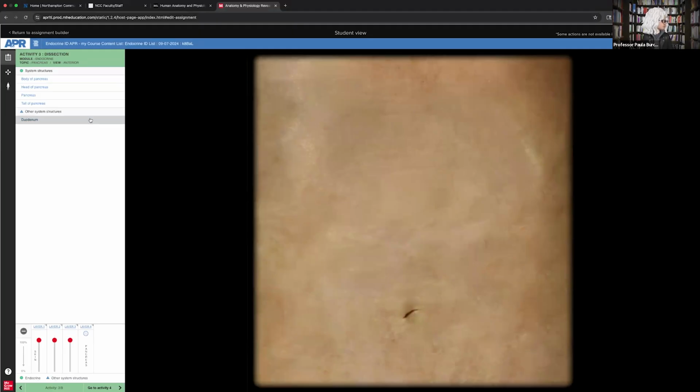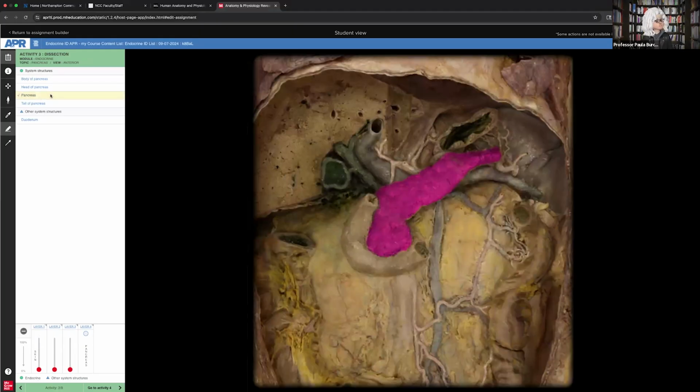Now we're going to look at the pancreas. This is your belly button. Here is your pancreas. The pancreas is shaped like a tadpole. It will release 2 hormones that we're going to study: insulin, released by the beta cells, and glucagon, released by the alpha cells of the pancreatic islets.